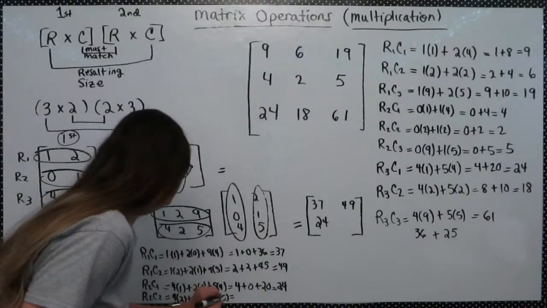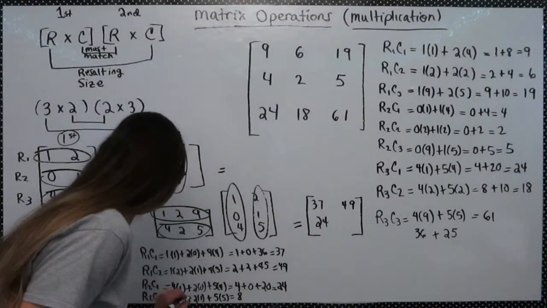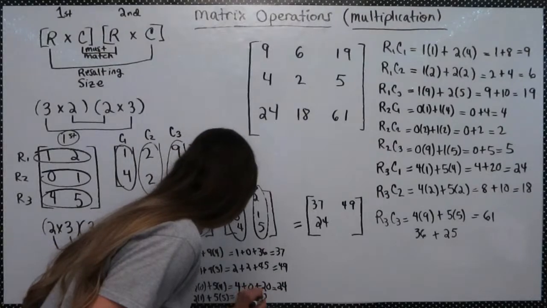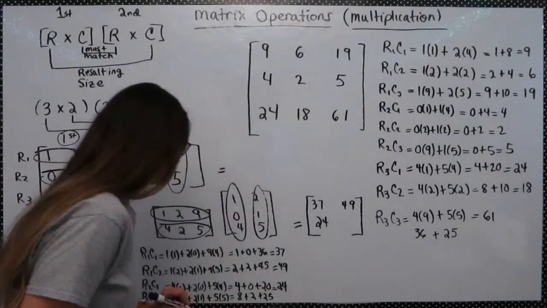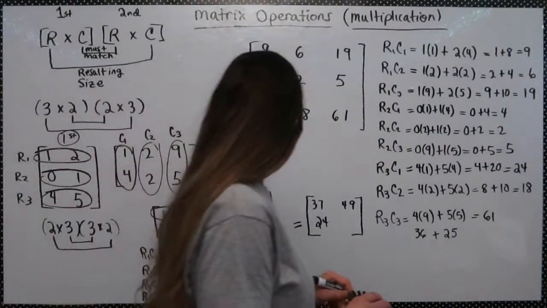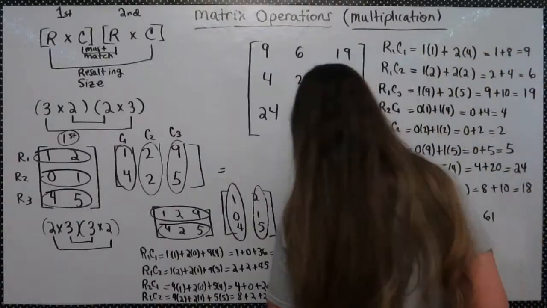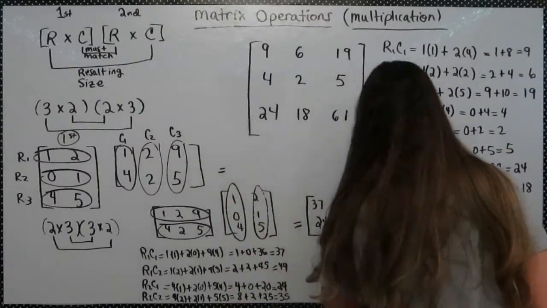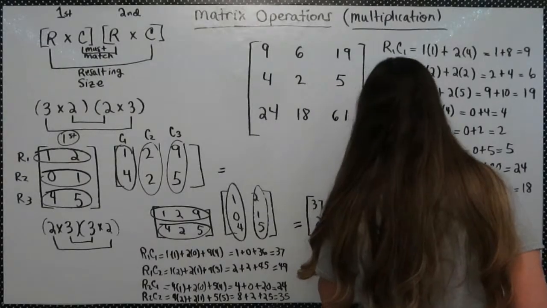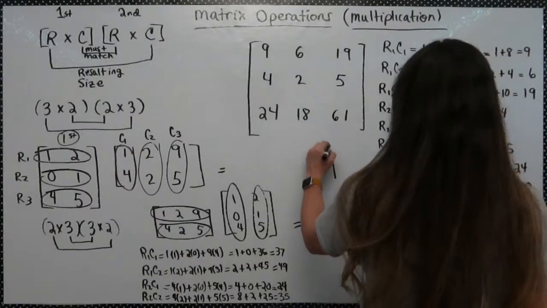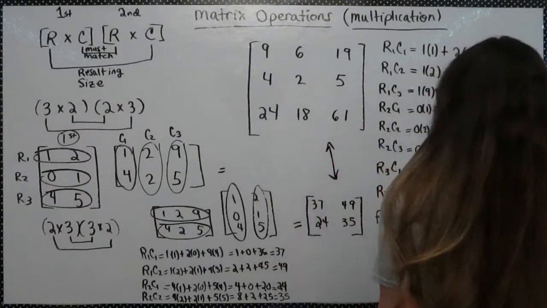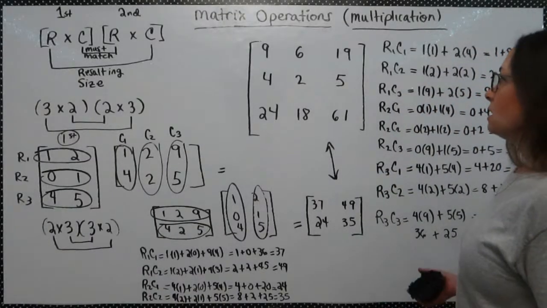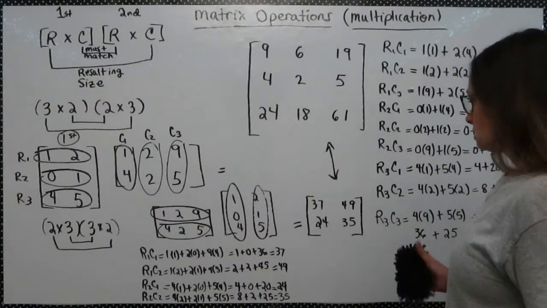So 4 times 2 is 8. 2 times 1 is 2. And 5 times 5 is 25. Was that 35? Yeah. All right, so it looks like 35. So just comparing these two, see how different they are. I don't think they have anything in common, to be honest.